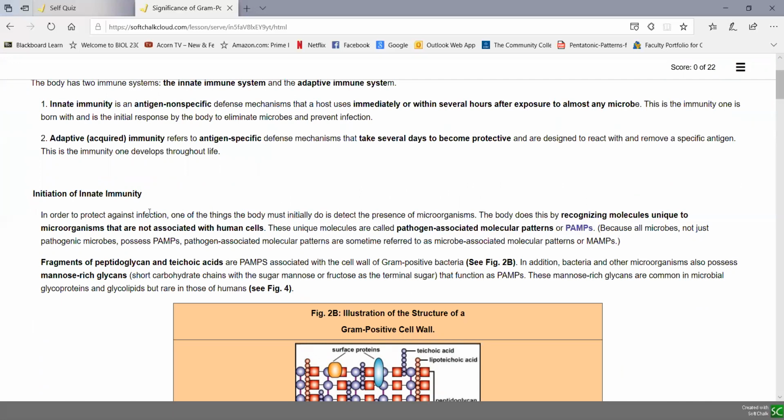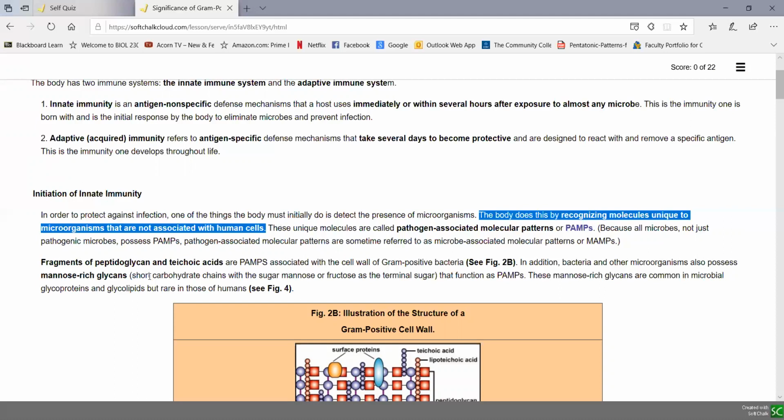So in order to protect our body from infection, one of the things the body does is detect that microorganisms have invaded the body. And we do this by looking for molecules that microbes have that human cells don't have. And during innate immunity, these unique microbial molecules that the human cells don't have are called pathogen-associated molecular patterns. So these are molecules associated with the microbe, or in this case, a pathogenic microbe. And their molecular patterns means they have a certain shape, like all molecules.